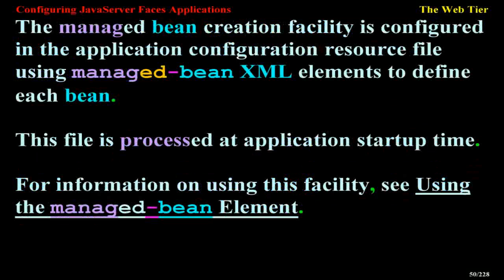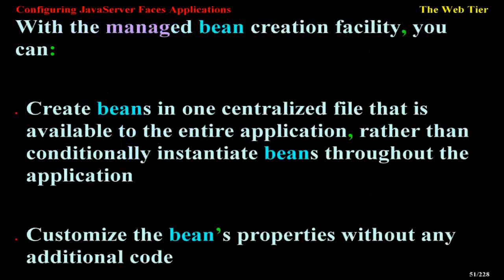The managed bean creation facility is configured in the application configuration resource file using managed bean XML elements to define each bean. This file is processed at application startup time. For information on using this facility, see Using the Managed Bean Element. With the managed bean creation facility, you can create beans in one centralized file that is available to the entire application, rather than conditionally instantiate beans throughout the application.